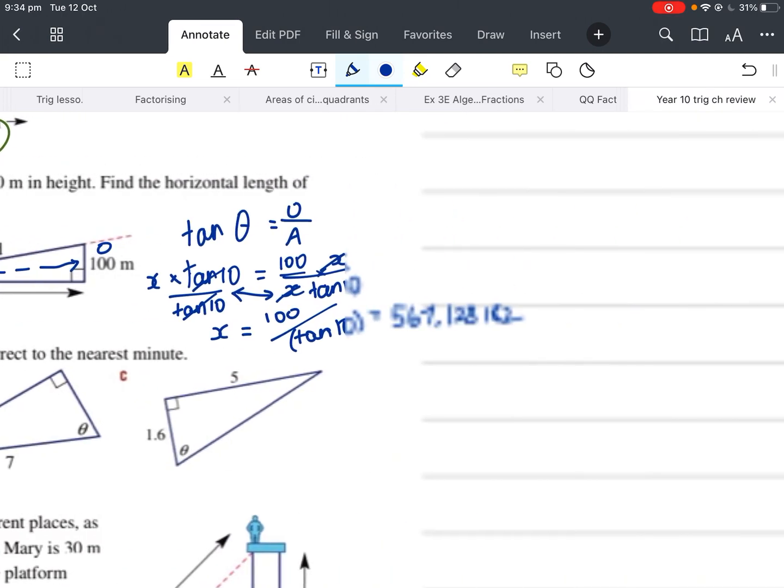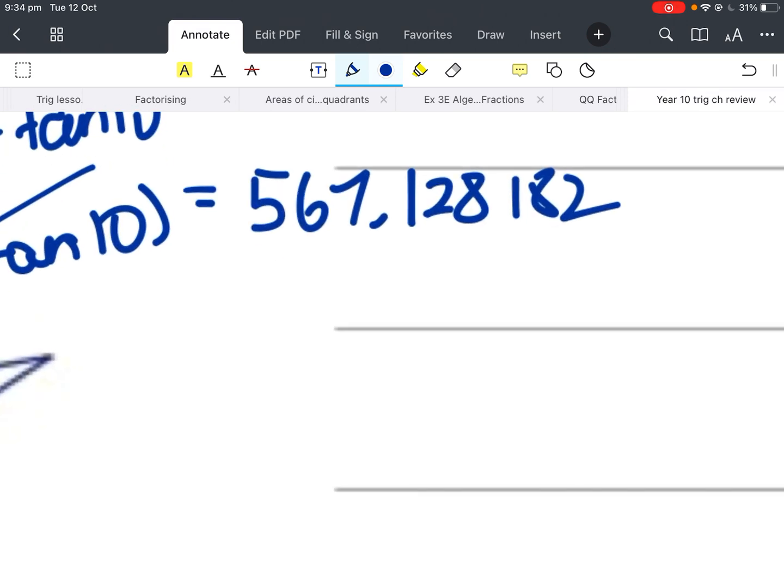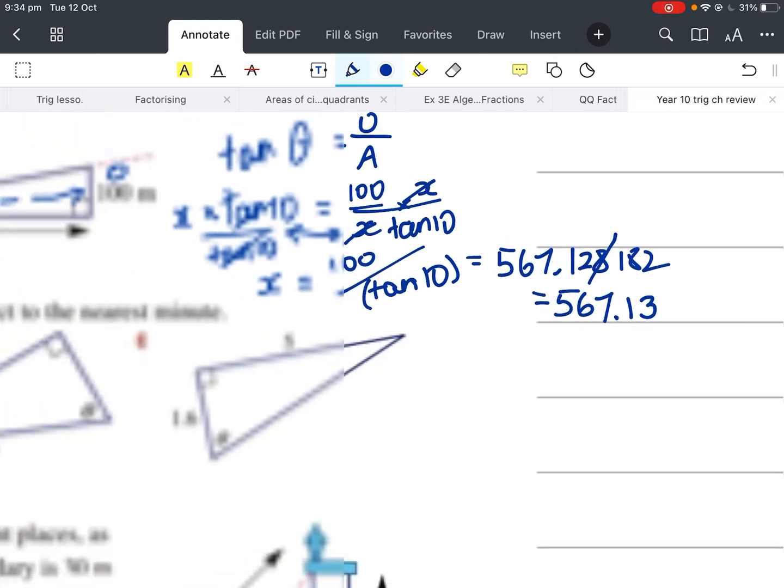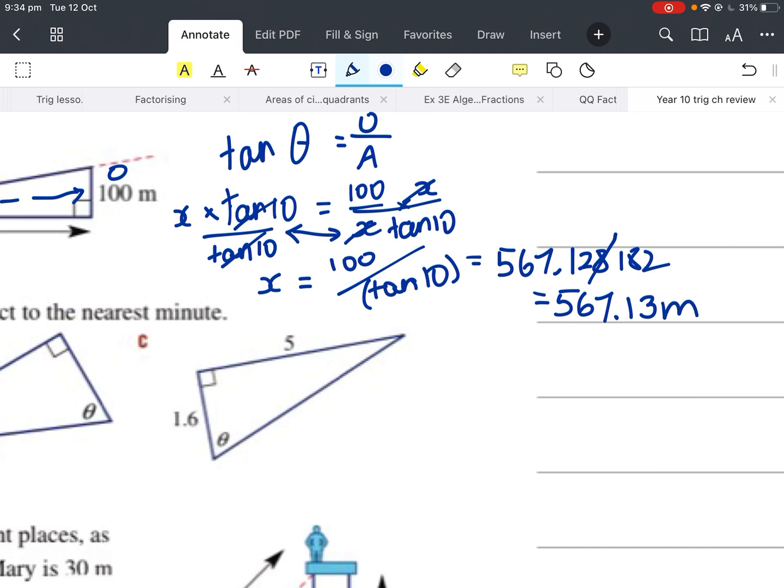Let's check our rounding of our question. It says to 2 decimal places. Gee, that's not predictable, is it? So 567.12. What's the number after the 2? It's an 8. Is 8 4 or less, or 5 or more? Hopefully you said it's 5 or more, so I round up. And that's in meters, so my answer is in meters.